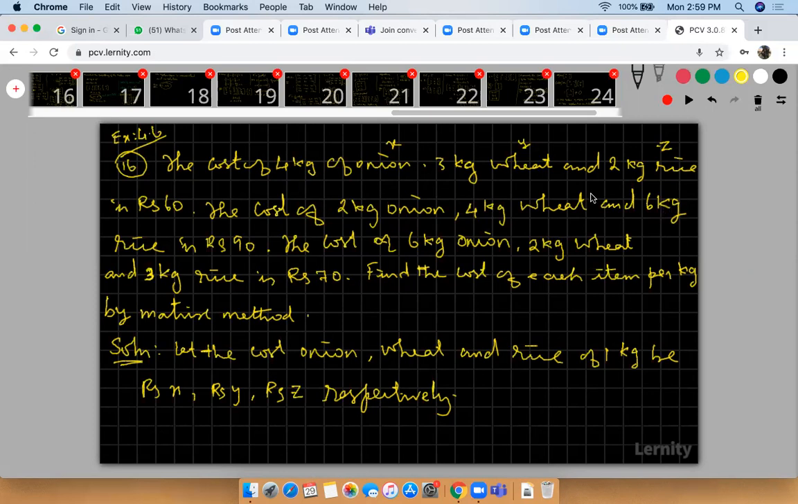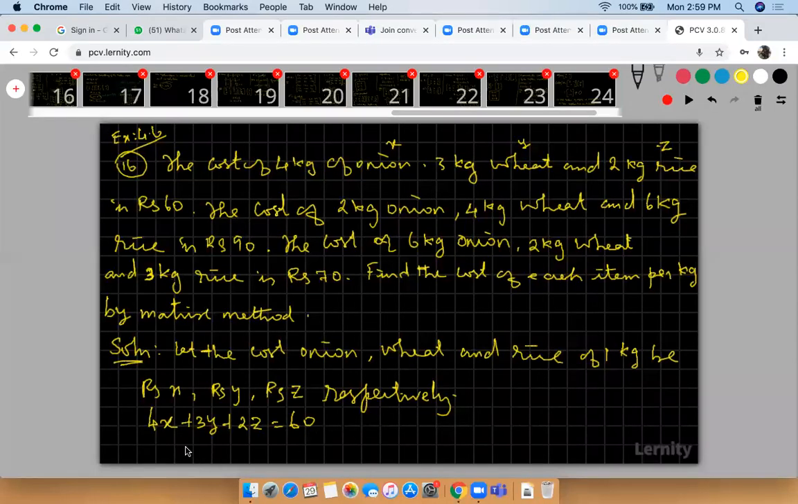Okay, now form the equation. Here 4 kilogram of onion, 1 kilogram is X rupees, so 4 kilogram is 4X rupees. 3 kilogram of wheat, the cost is 3Y. 1 kilogram of rice is Z, so 2 kilogram is 2Z. Totally, it is rupees 60. Please note that your first equation is 4x plus 3y plus 2z equal to 60.